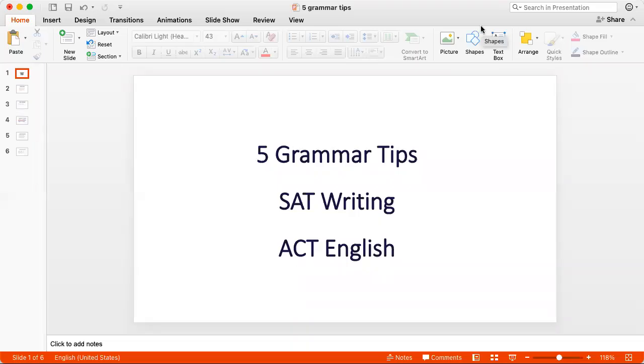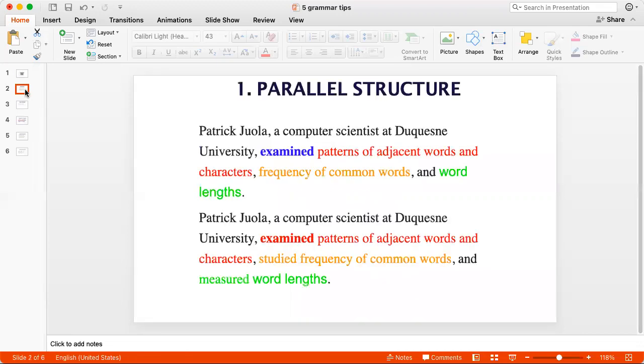Hello students, today we look at 5 grammar tips that you can use on the SAT writing section or the ACT English section. So let's begin. The first tip is on parallel structure.